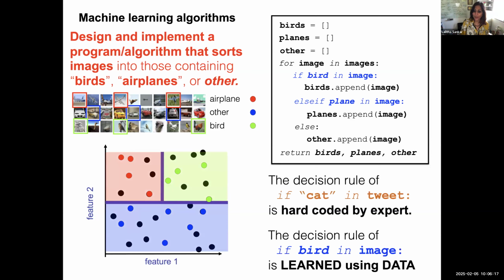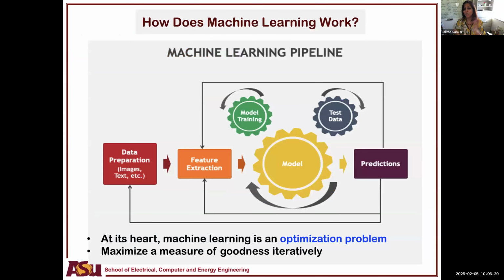Okay, so instead of doing classical decisions, where you hard code an expert, if you're looking for a string of cat, here you're going to learn the decision rule by using data. Okay, so this is another visual way of looking at it.